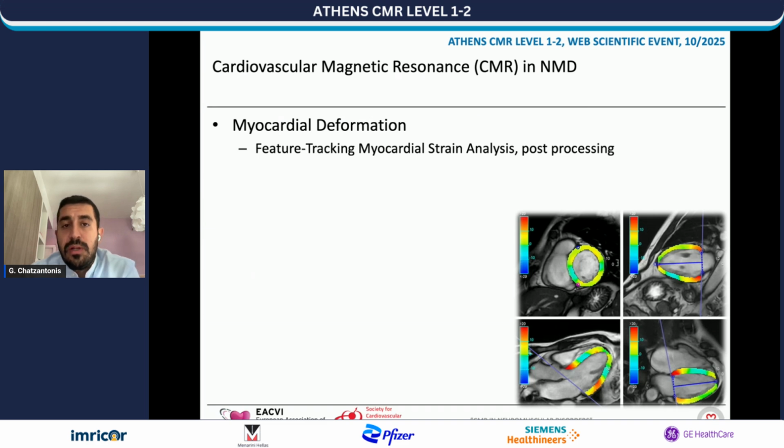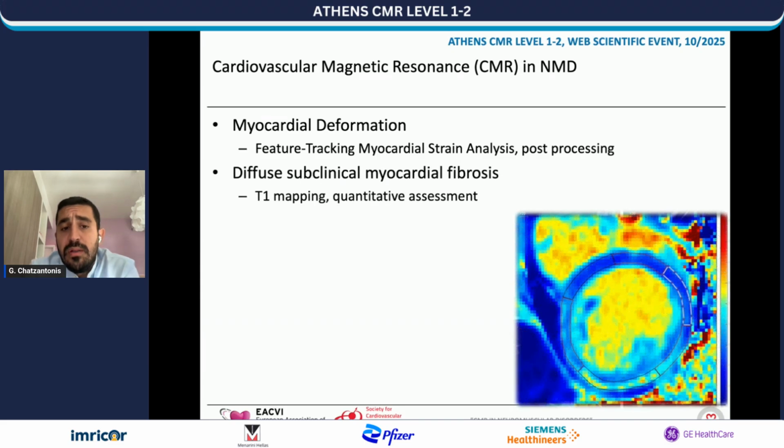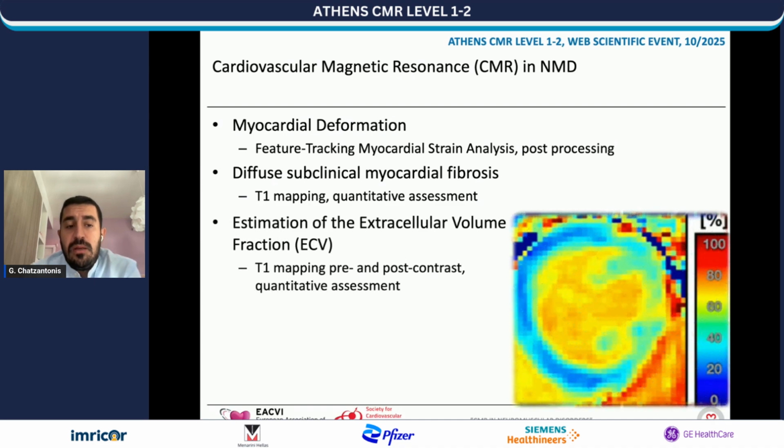So we do the normal cine imaging, and if we see something that doesn't add up correctly, we can do the strain analysis on top. And there are studies that this strain analysis can be better than what the ultrasound, the echocardiography, can perform. Diffuse subclinical myocardial fibrosis, T1 mapping, a quantitative assessment, of course, and estimation of the extracellular volume with T1 mapping pre and post contrast.